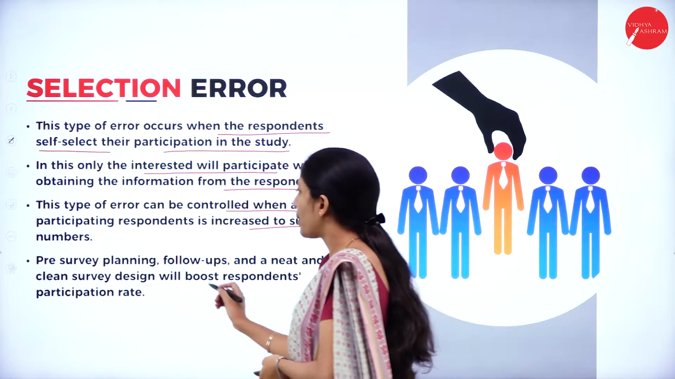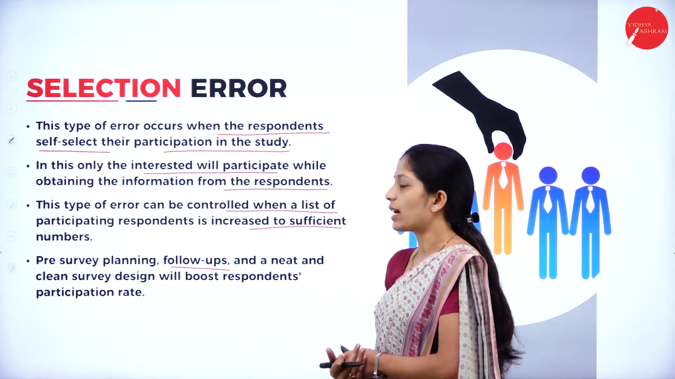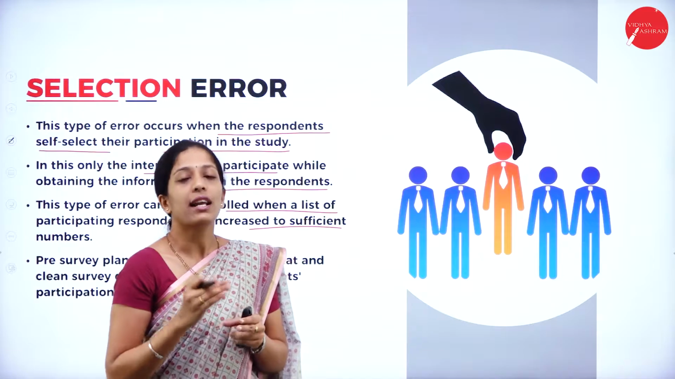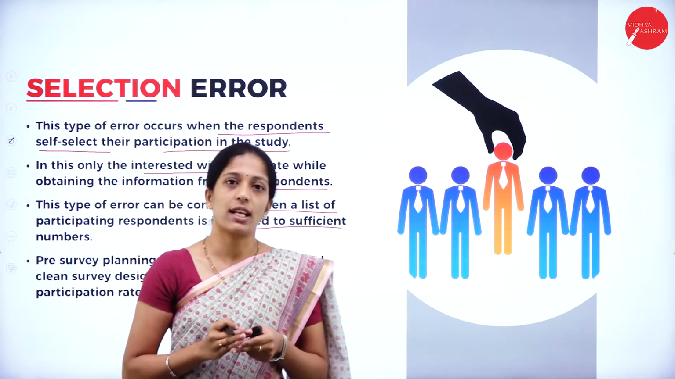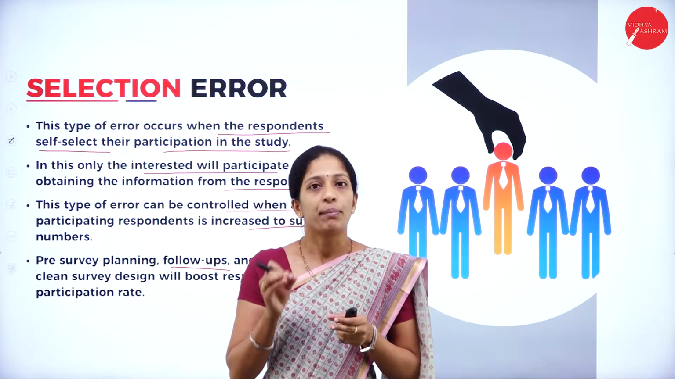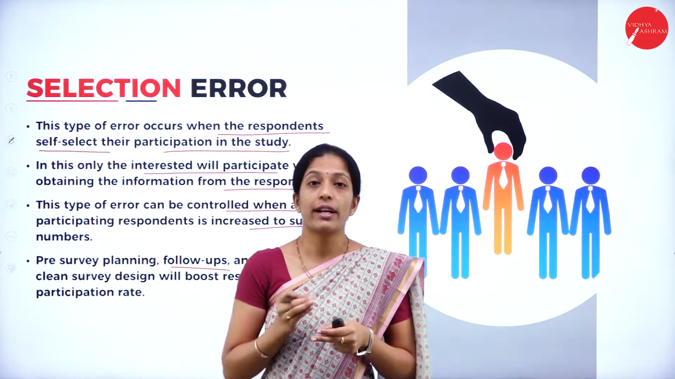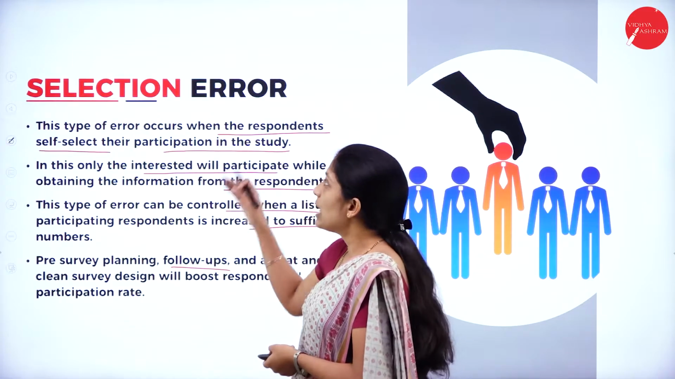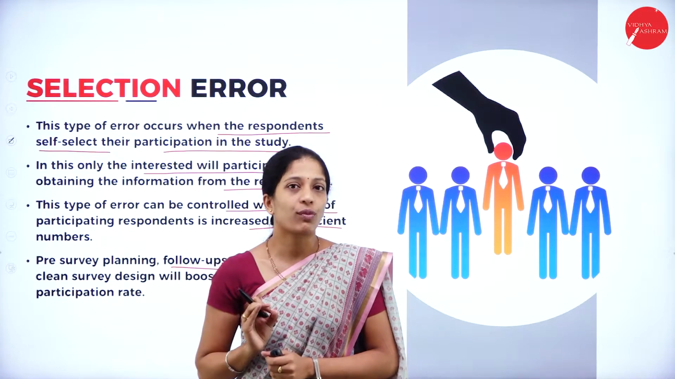So pre-survey planning, follow-ups and a neat as well as clean survey design will boost respondents' participation rate. The main intention here is to encourage the respondents to give the information, or to increase their participation in the research work. Respondents play a very important role, because the researcher gets information or data from the respondents. If they are so ignorant to answer the questions, we can't get sufficient information. So the researcher has to be very careful while selecting the population also. So the first one was population error.